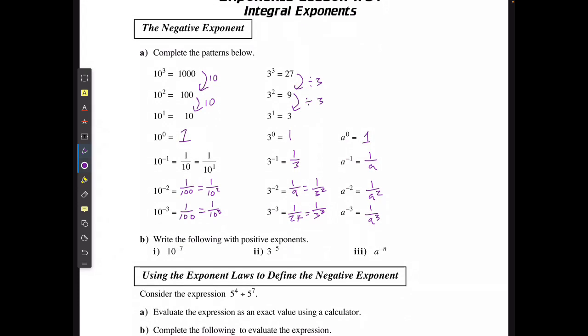So if I need to rewrite with positive exponents, then all I'm going to do is, in order to make the exponent positive, move the base into the denominator and make the number positive. The same is true with 3 to the power of negative 5, which is going to be 1 over 3 to the power of 5. And a to the power of negative n is going to be the same as 1 over a to the power of n.